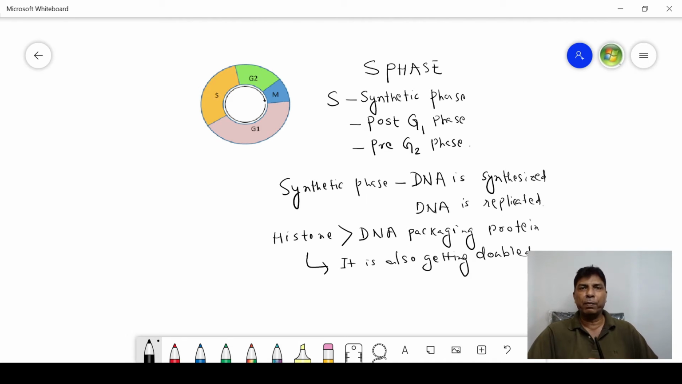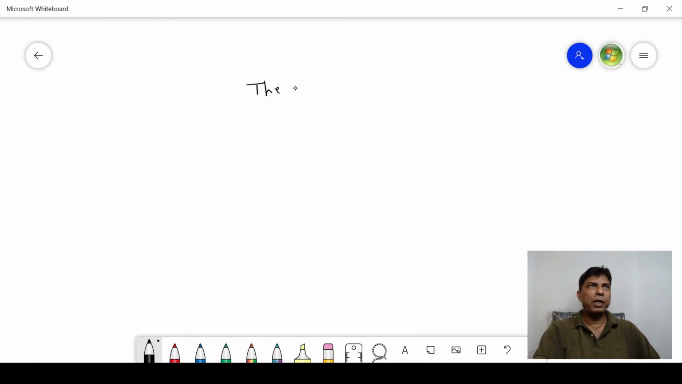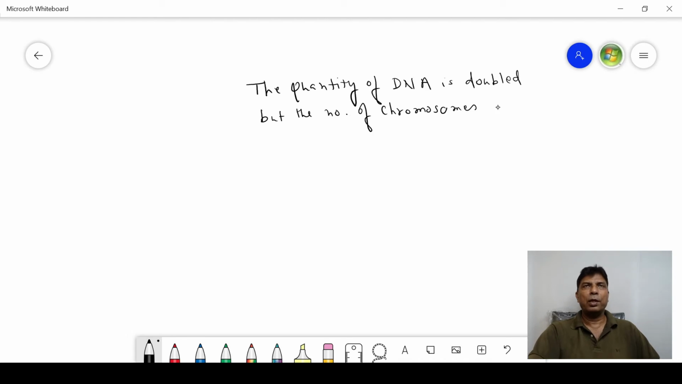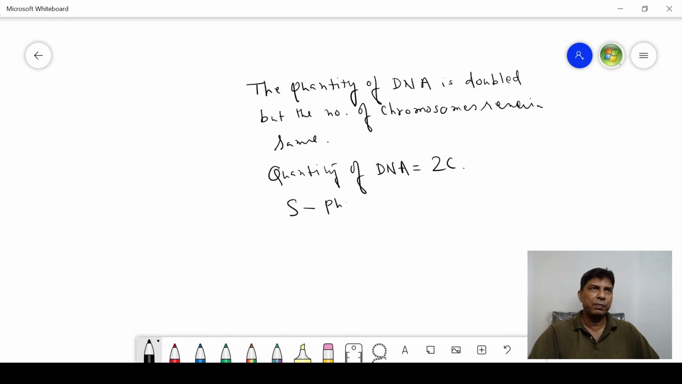One thing you must keep in mind is that the amount of DNA is double in case of S phase, but the number of chromosomes remains the same. So we can write it down like this: the quantity of DNA is doubled, but the number of chromosomes remains the same. If the quantity of DNA is 2C, then after S phase it becomes 4C. Here you can see the quantity has doubled, but the chromosome number remains the same.